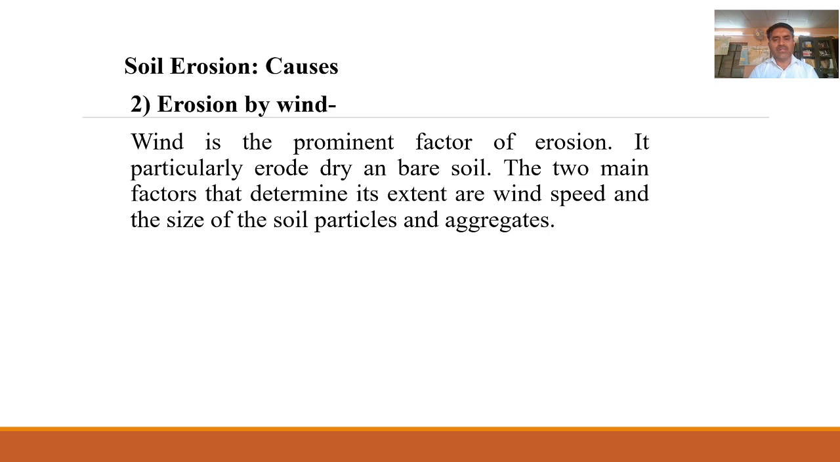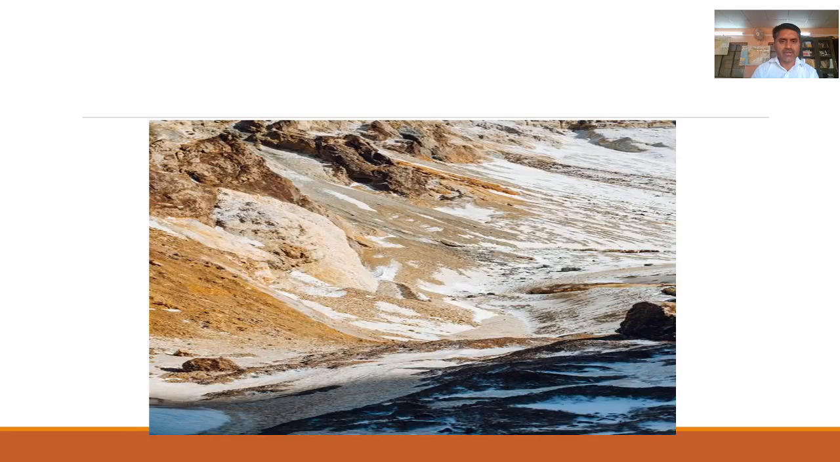But the action of the wind depends completely on the speed of the wind. More than 20 kilometers per hour is considered a medium speed, and more than 40 kilometers per hour is considered a fast wind. So the speed of the wind and the soil particles determine the capacity to erode the soil surface. The next type is erosion by ice.